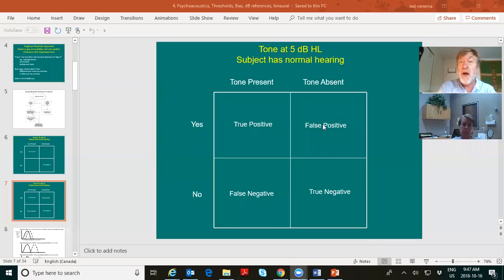If we go back to our PowerPoint, we can look at a couple of slides that preceded this one. Now if the tone is 5, sometimes when the tone was present, you're going to say yes, and sometimes when the tone is absent, you said no. So you had true positives and true negatives, but guess what? You're going to make mistakes. Sometimes when the tone was absent, you're going to guess, and sometimes when the tone was present, you're going to say you didn't hear it.